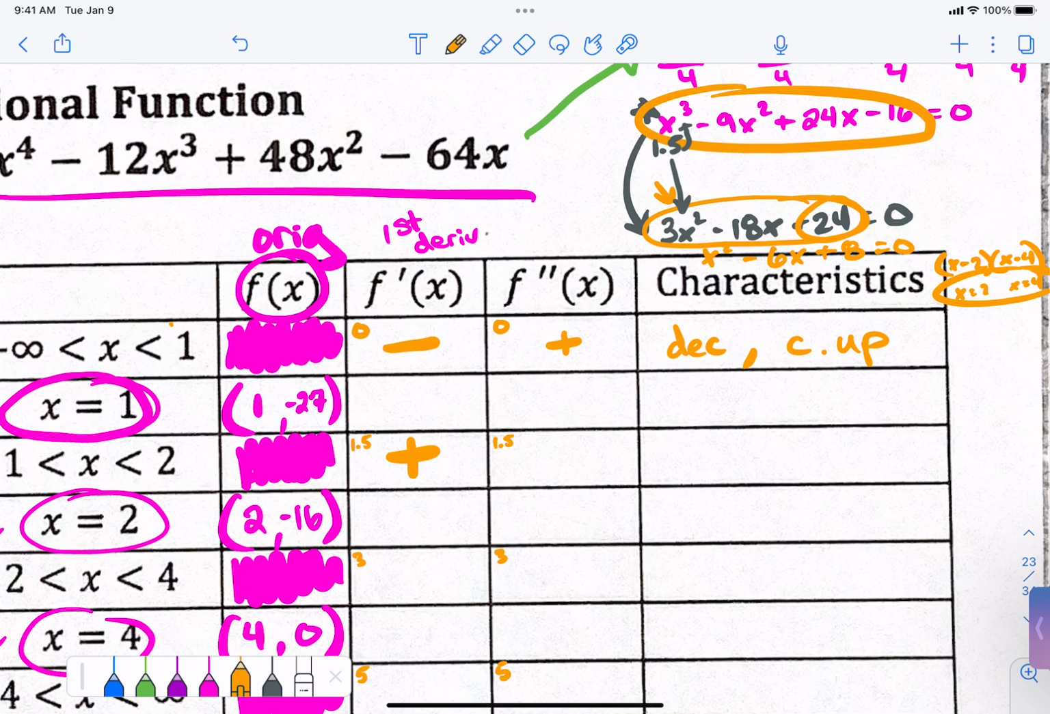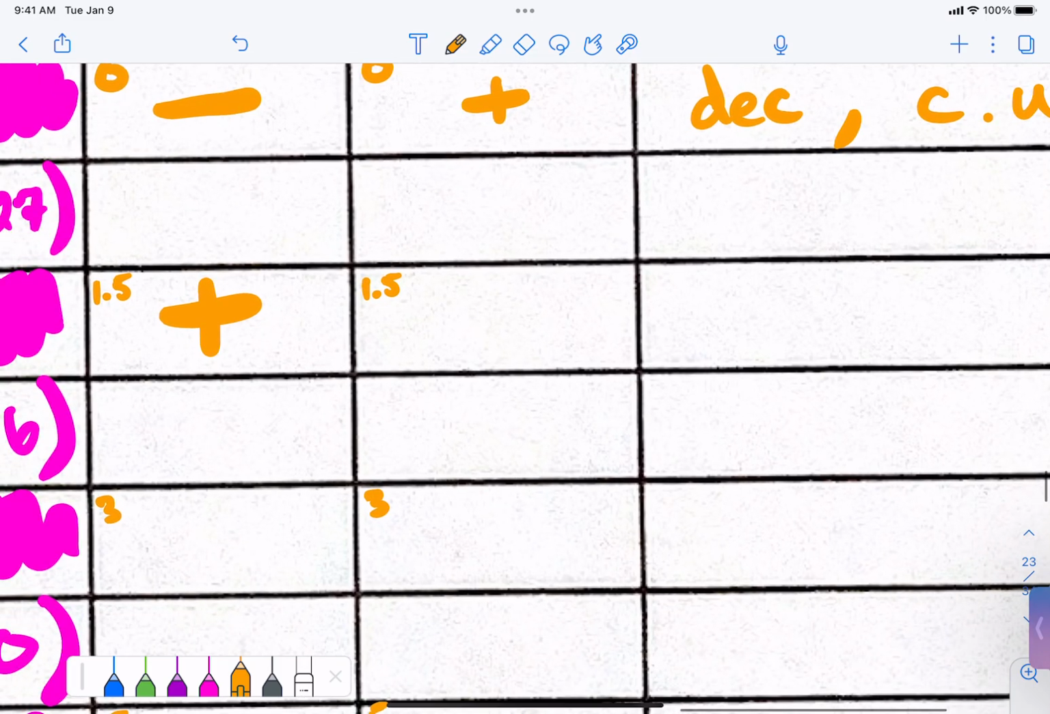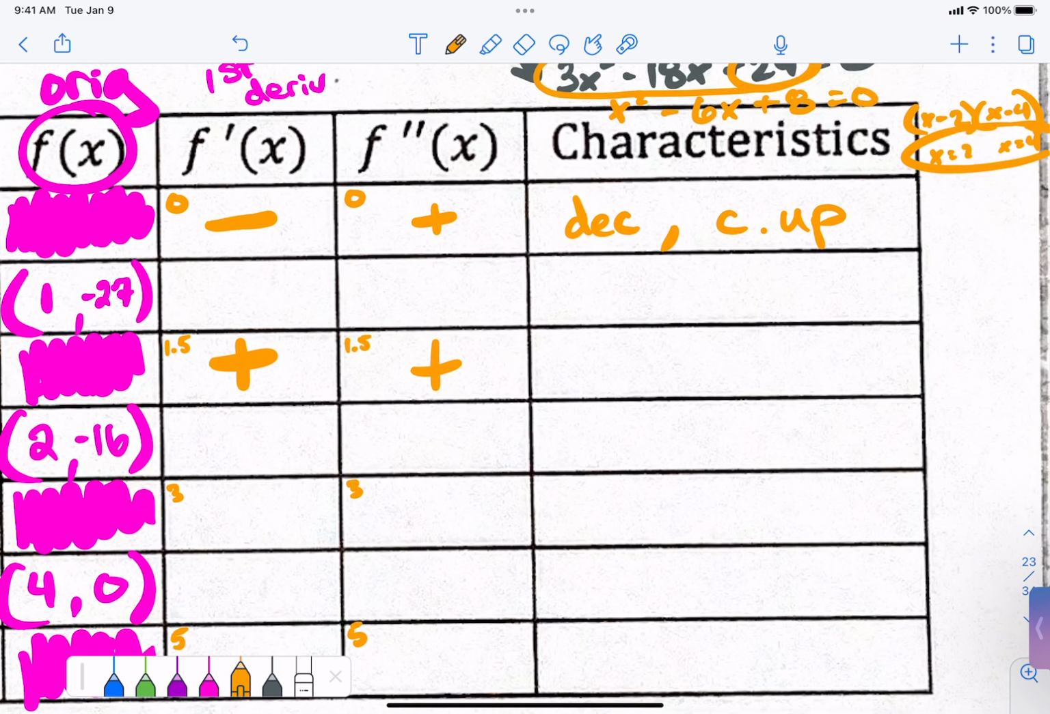If I plug 1.5 into my second derivative, 3 times 1.5 squared minus 18 times 1.5, plus 24, that is 3.75, so also positive. So what's he doing in the second interval that we have? Increasing, but he's still concave up.